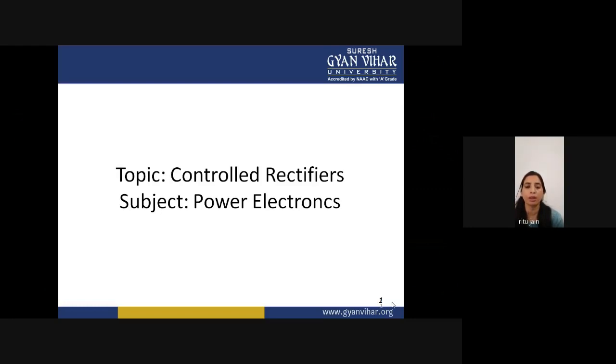So what is a rectifier? A rectifier is basically used to convert AC to DC. So this is a rectifier, and what is a controlled rectifier? A controlled rectifier means that we can control the output. So we will discuss it in detail in this lecture.